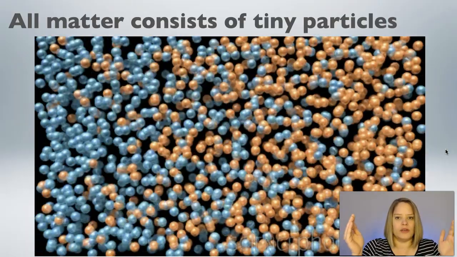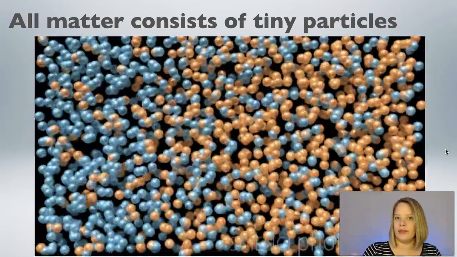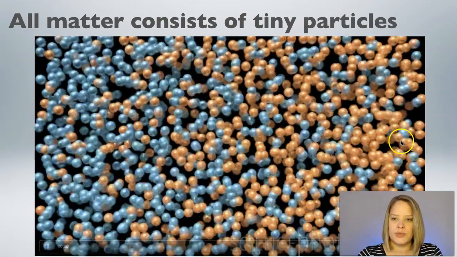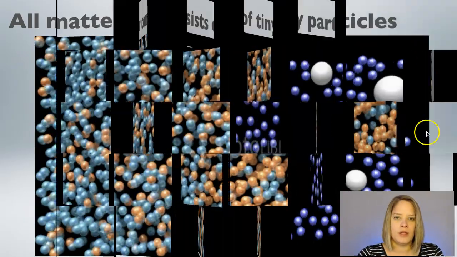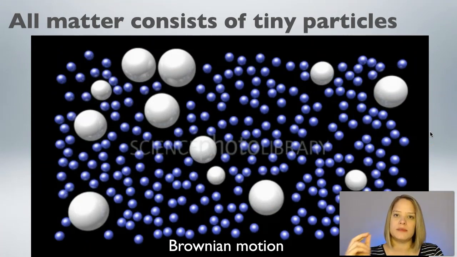If those particles were just stationary, they wouldn't necessarily spread out, because they don't have the motion to go from one place to another. So that's diffusion. The second phenomenon that we offer as proof that matter consists of tiny particles is called Brownian motion. The quick description for Brownian motion is the random jiggling of microscopic particles.